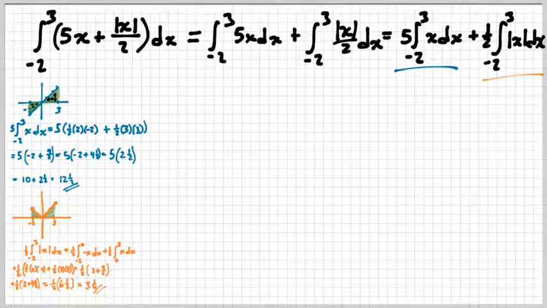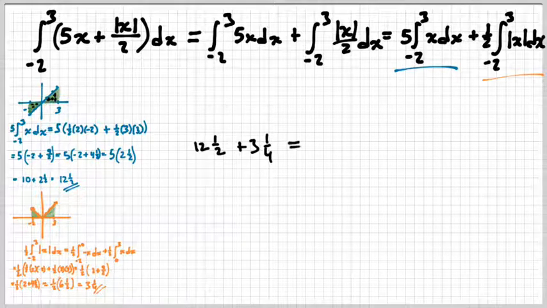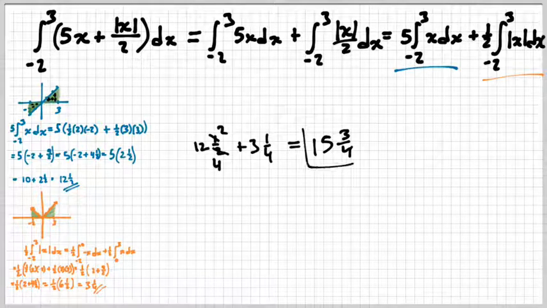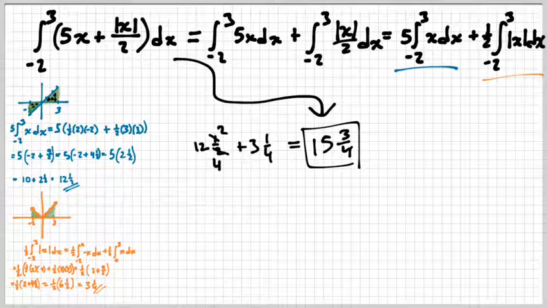Last thing to do would be to add 12 1/2 to 3 1/4, and that would equal, well, let's go ahead and do common denominators. This is going to be a 4, this is going to be a 2, so we get 15 3/4. So that is what our original integral would equal.